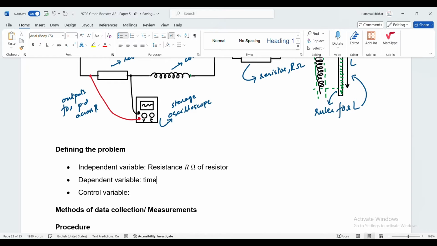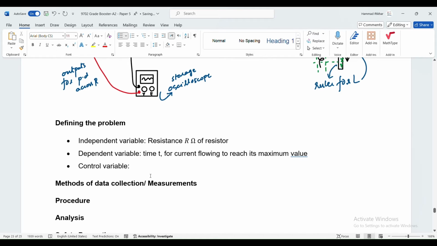The dependent variable is the time t for the current flowing to reach its maximum value. Now the control variables. The rest of the items will be controlled: length, L, diameter, D, or in short you can say cross-sectional area also.